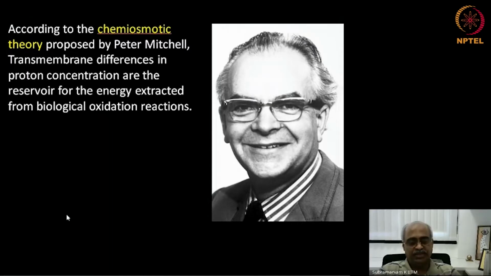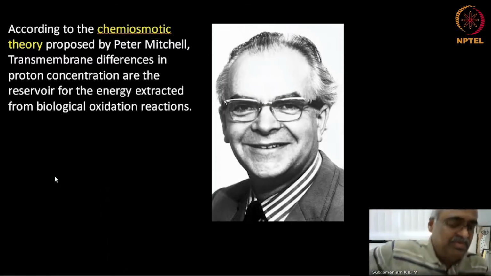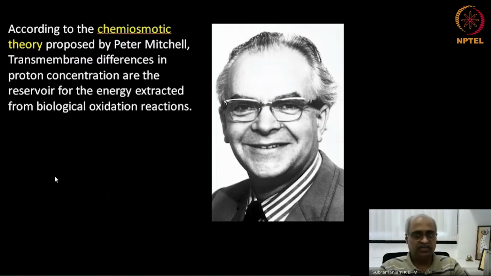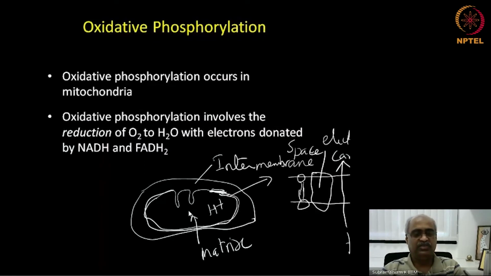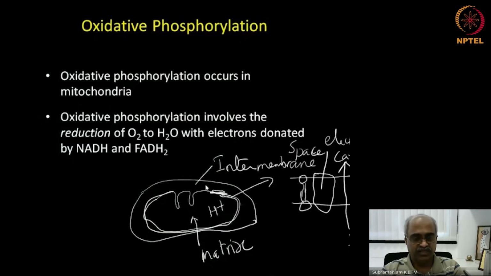Several experimental validations and tests of the predictions of chemiosmotic theory all came to be true, and therefore this is a well settled fact in biology. It is extremely simple. We have actually already understood what happens in this diagram itself. Essentially, you have a proton gradient generated by pumping protons from the matrix to the intermembrane space by the electron flow, a downhill flow of electrons.